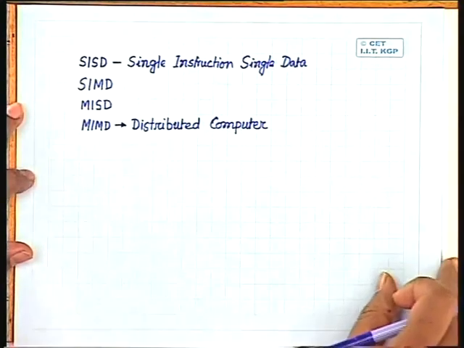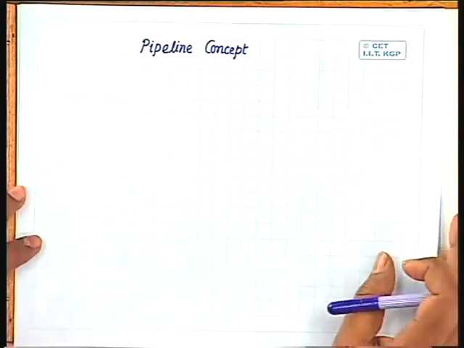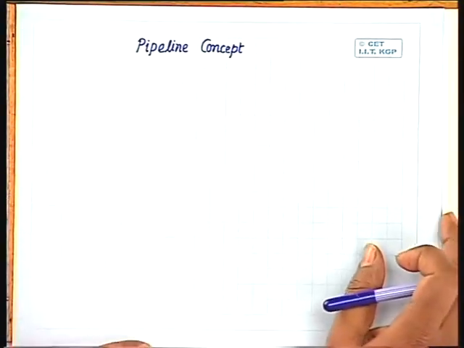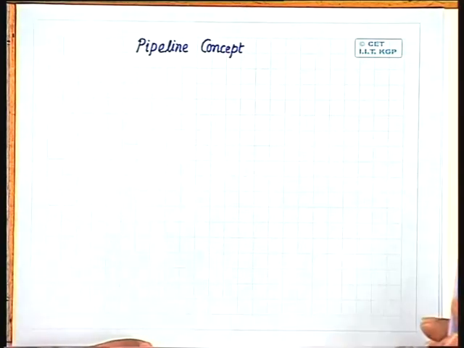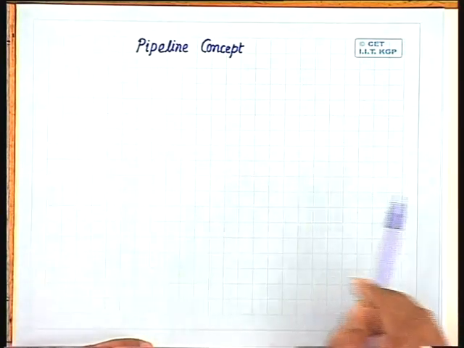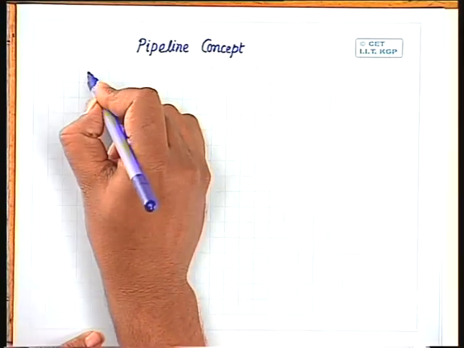Now let us see a simple concept by using which the performance of a computer can be increased. That is the concept of pipelining. Now what is this pipelining concept? Let me assume that I have been given a task, let us say a task, I call it task T.